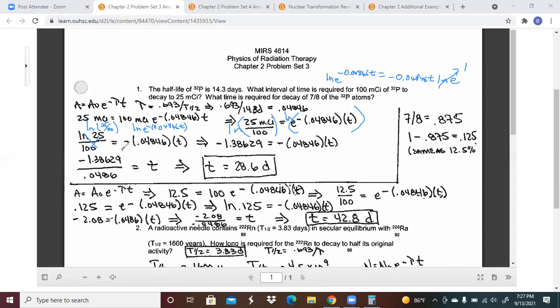You've got the natural log of 25 divided by 100 is going to end up equaling minus 0.04846 T. Okay. Solving this for T, we end up finding the value here of the natural log of 1/4. If you actually work this out on the calculator, which let me stop this for just a second.